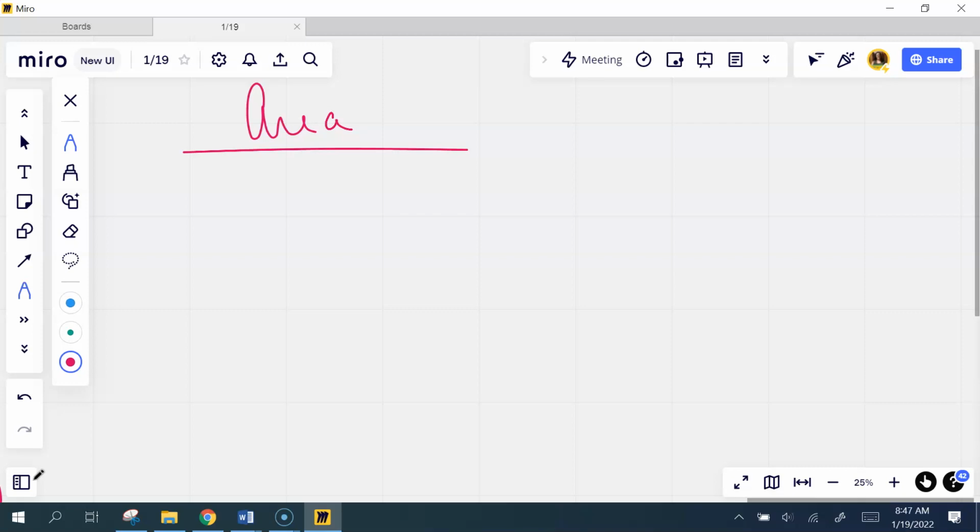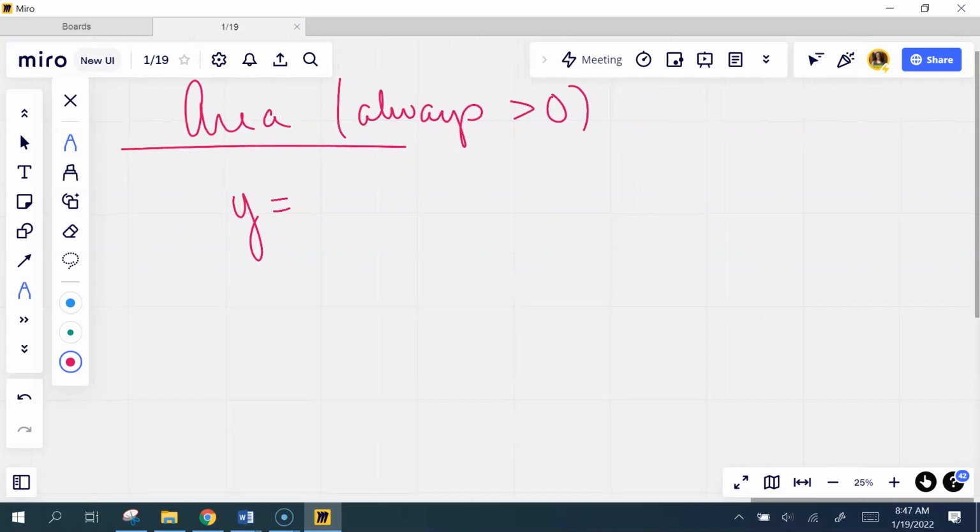Let's say I have the curve. Now remember, area is always positive, right? It can't be negative, but integrals can be negative. Remember what the difference is, like when integrals can go negative? Okay, let me show you.